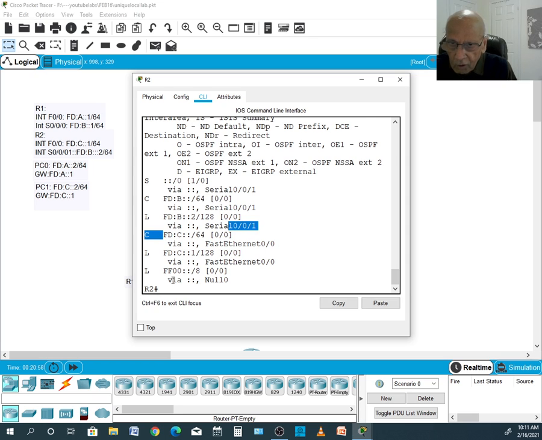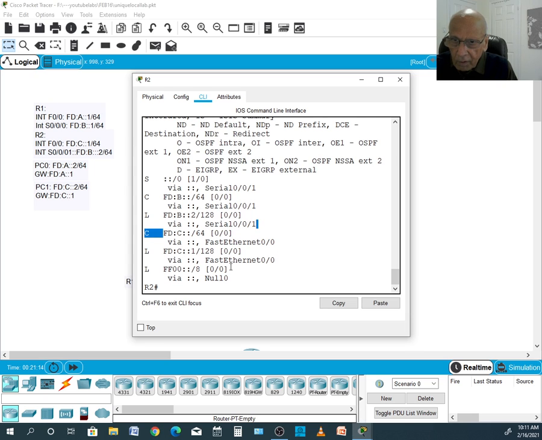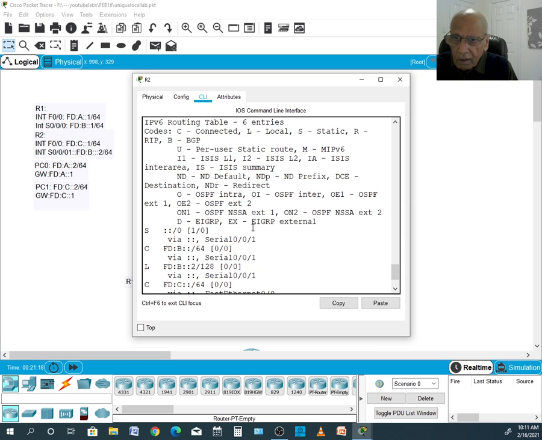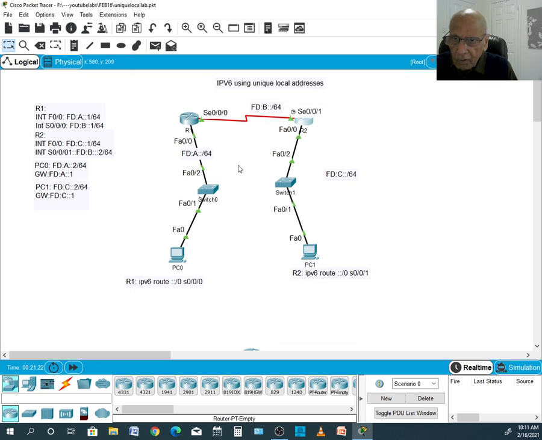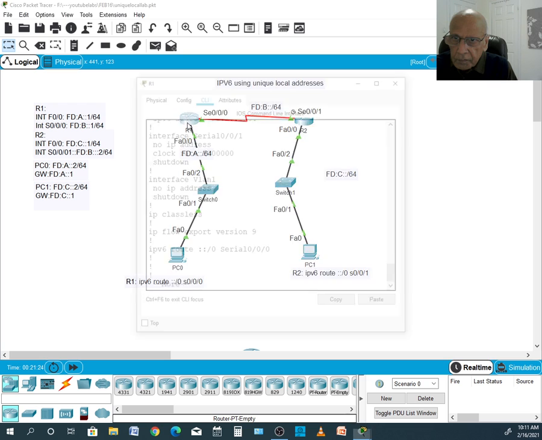So you have all those networks basically. And this is your multicasting, FF. So FF is multicasting, FD is unique local. This is your FDB, this is your FDC, and A is your own. So we have C, we have B, and this is static. Okay, let's go check on router 1.